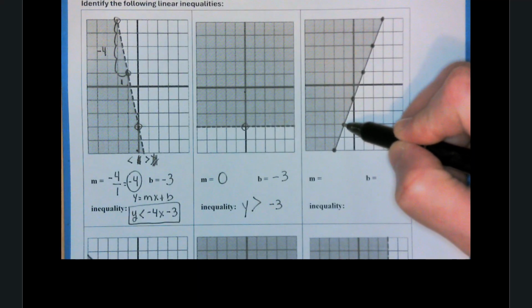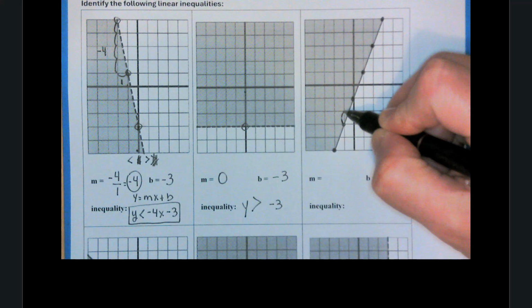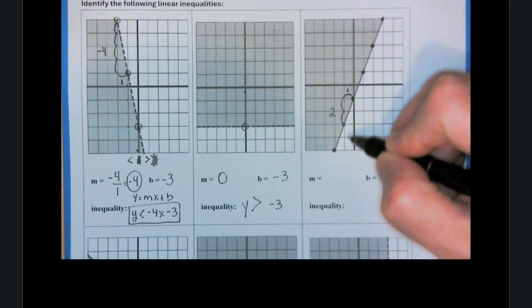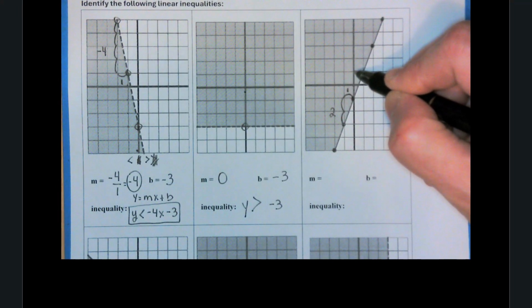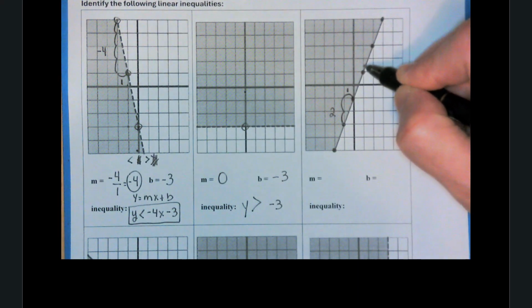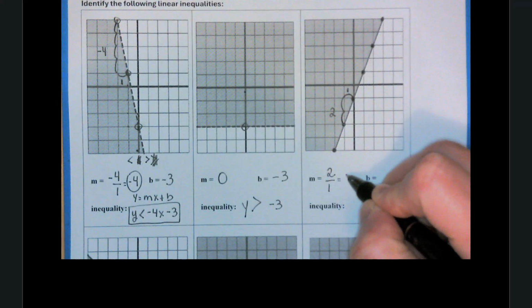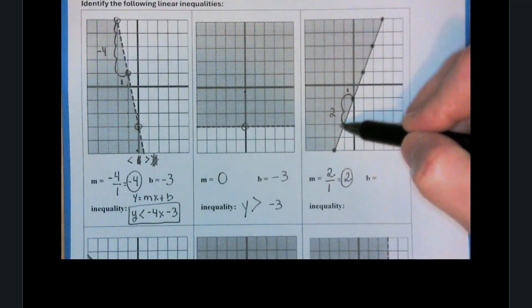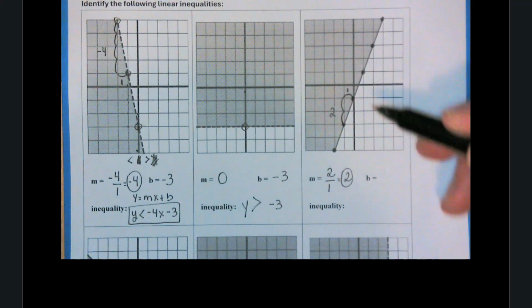I start with the point on the left, and I say, okay, what is my rise? How much do I have to go up in order to go to the next point? In this case, I have to go up 1, 2. So positive 2, and then I run 1 to the right. And I can confirm that this pattern is correct by going up 2 more over 1, and I touch the line again. Up 2 over 1. So that tells me 2 over 1 is the correct slope, and 2 over 1 is the same as positive 2. My y-intercept, where does this line touch the y-axis? It touches right there, which is negative 1.